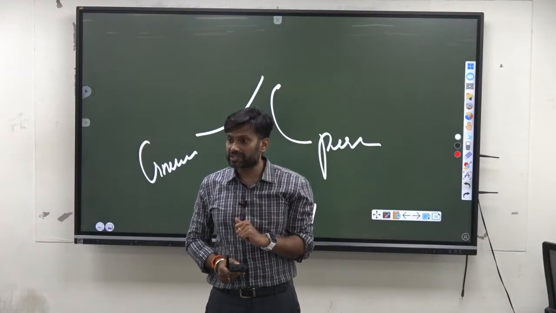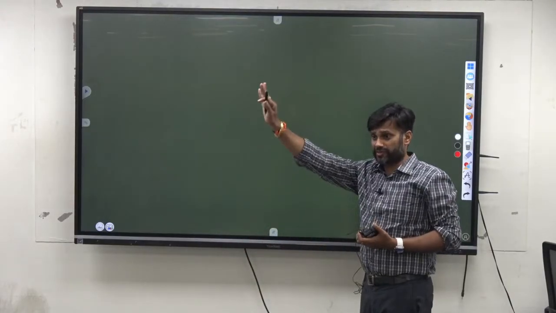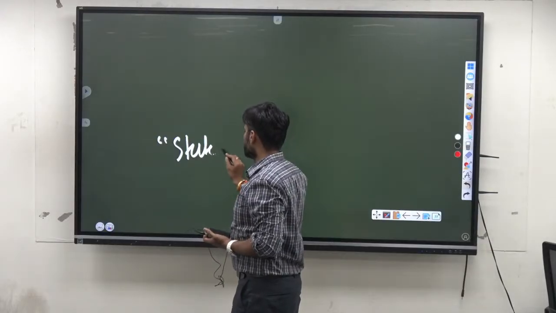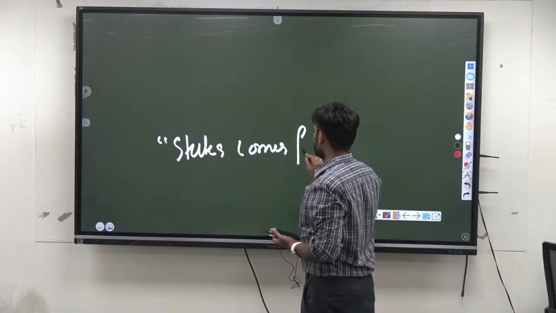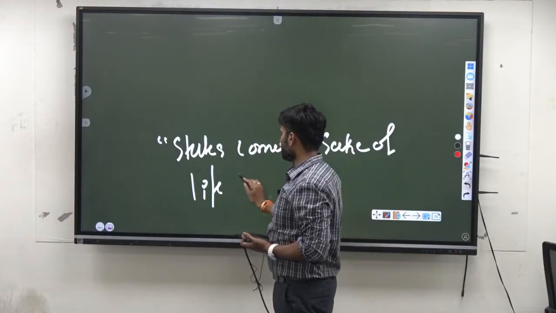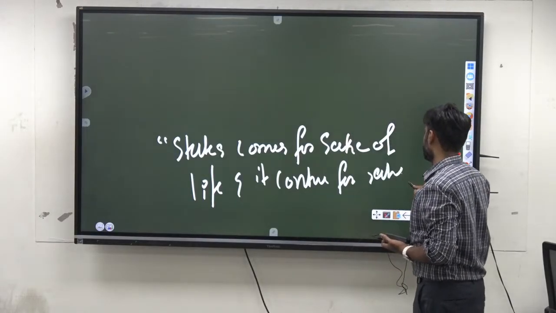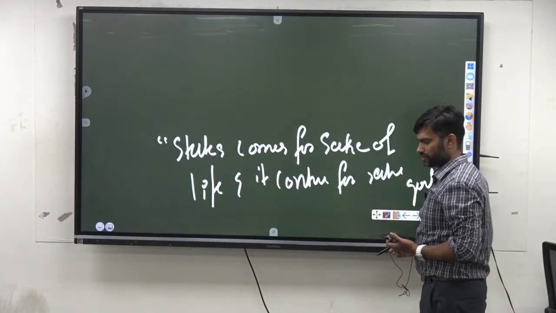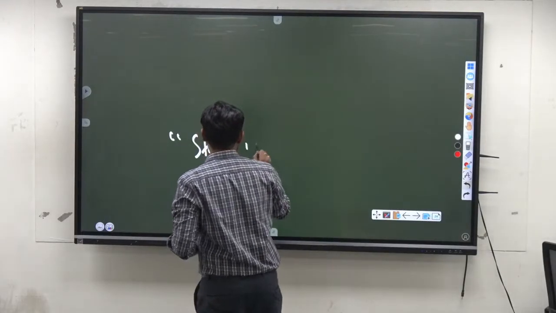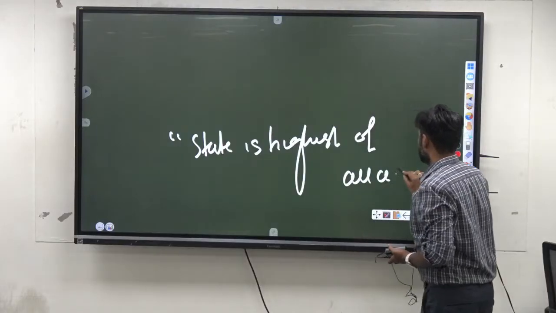And largely, his view on state. That is one part I think we didn't cover. His views on state. I told you what kind of state, but what were his views on the origin of state? That is where he said, state comes for the sake of life, and it continues for the sake of good life. This is one quote that is related to state. The other quote he says is that state is the highest of all associations.